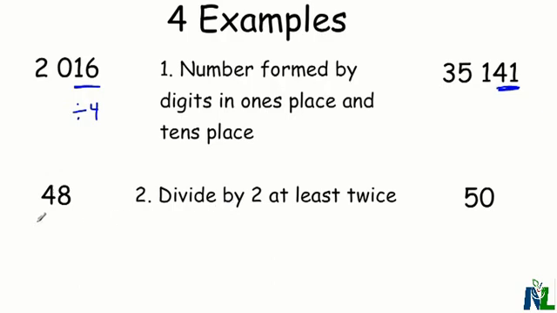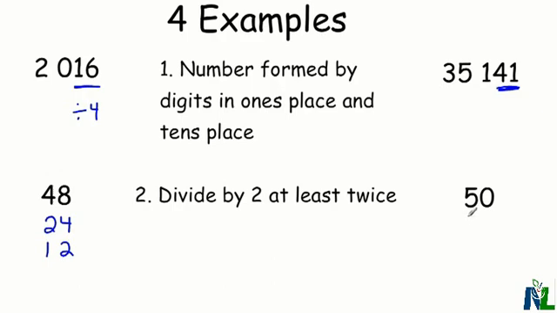Our other option to check for divisibility by 4 is to divide the number by 2 at least twice. First, let's try this with 48. 48 divided by 2 is 24, and 24 divided by 2 is 12. Because I could divide by 2 at least 2 times, 48 is divisible by 4.